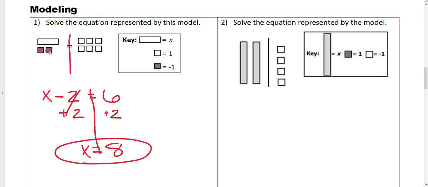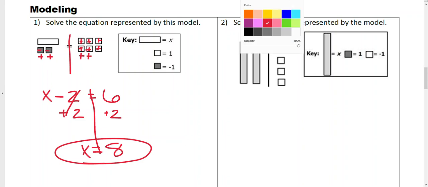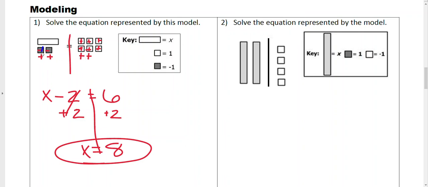So I know that these are negatives, and these ones are positives. So I have to undo the negatives with two positives. But whatever I do to one side, I have to do to the other side. So I have to give two positives here, but I can see that these are opposites, so they're going to zero pair out. So I'm just left with x is equal to all 8 of those positives.